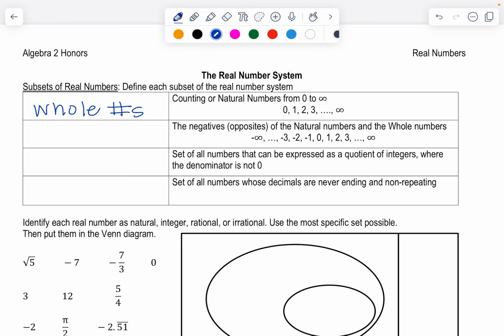So the next one are the opposites of those numbers we just listed. So the opposite of the natural and whole numbers. All those numbers that are listed above plus their opposites are called integers.